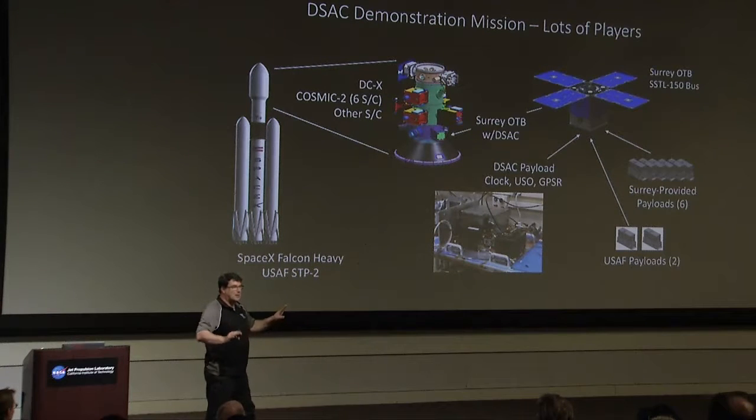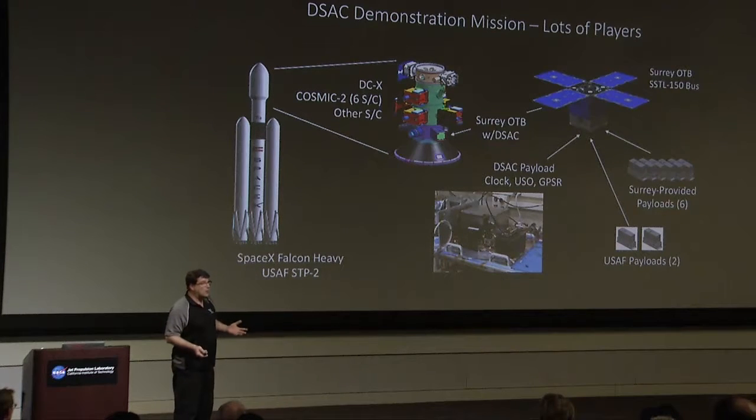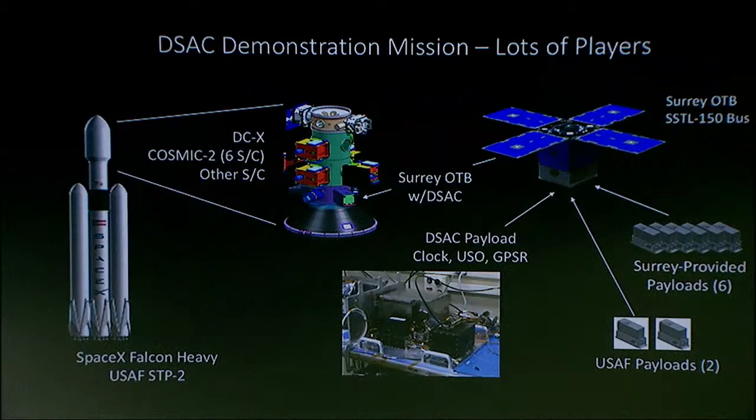So we start trading things around, and it makes for a very interesting and complex arrangement, but it also saves the taxpayers a whole lot of money, because we're not paying anything at all for this rocket. The Air Force is flying this rocket for another reason, and all of these satellites that are on this rocket are sort of getting a free ride because the Air Force wants to check this out. This is a Falcon Heavy, by the way, which is the next version of the Falcon 9 that SpaceX is planning to fly later this year for the first time.